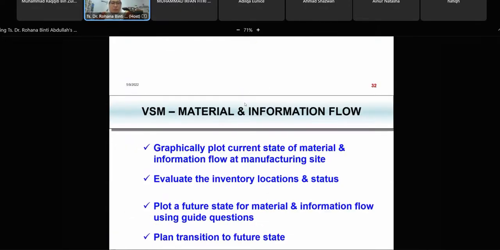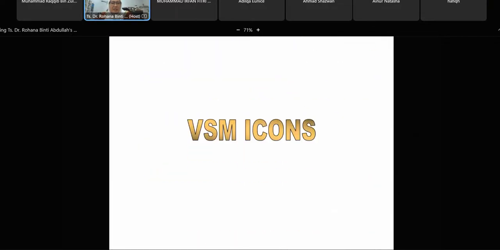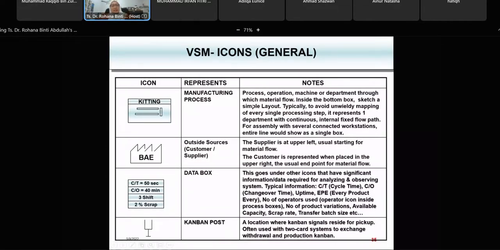So kita cakap pasal ni kan. Alright. Okay, now we go into the icons. Ni saya cakap tadi. VSM ni dia akan pakai standard icons. Alright. Semua ni you boleh apply accordingly lah. And then contohnya macam ni kan. Alright. Manufacturing process. Icon untuk kitting. Kan. You boleh pakai untuk operation machine. Kotak kan. Kotak tadi tu kan. Alright. Kalau nampak yang ada bergerigi macam ni. Alright, selalunya kita pakai untuk supplier dengan customer lah dekat ujung-ujung kat atas tu.